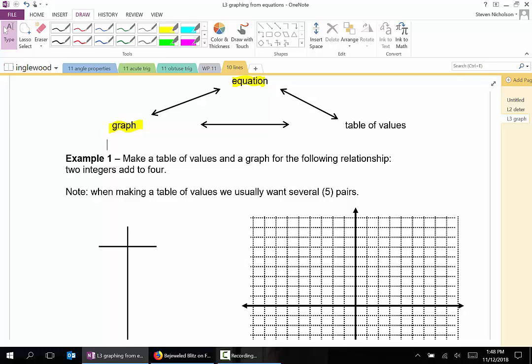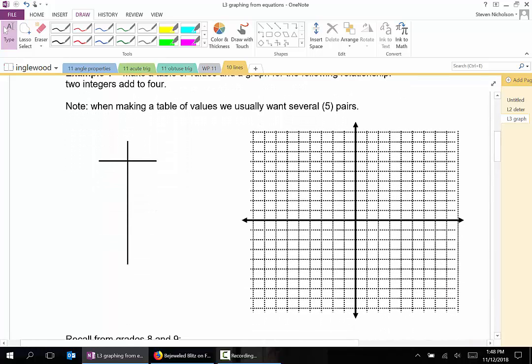2 integers add to 4. Now remember what an integer is. An integer is a nice number. It doesn't have decimals. It can be positive, it can be negative, it can be 0. So really what this is asking is what 2 nice numbers add up to 4. And you could think of an infinite amount of them.